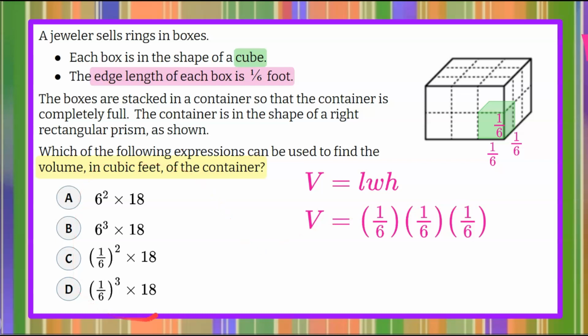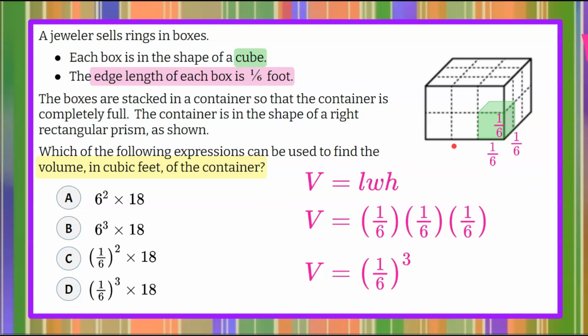Looking at my answer choices, I can see that we're going to write this using an exponent. So 1/6 is my base, 3 is my exponent, because this tells me to take 1/6 and multiply it by itself 3 times. Looks to me like my answer is D, but let's keep going to ensure that it is.